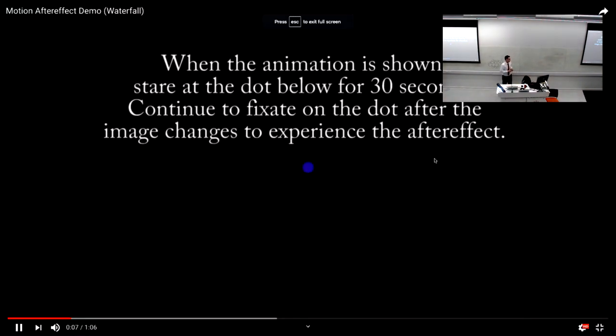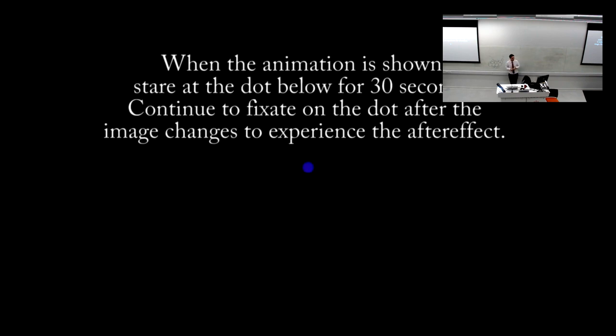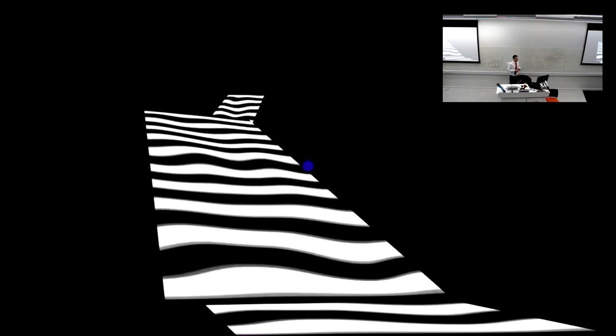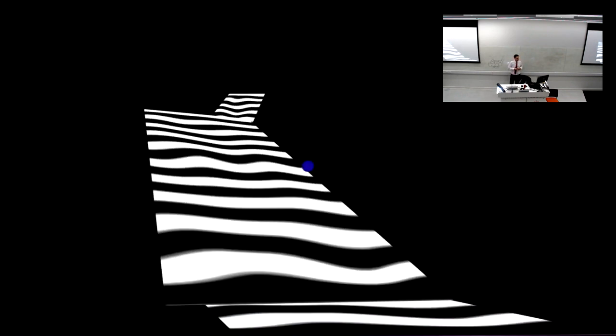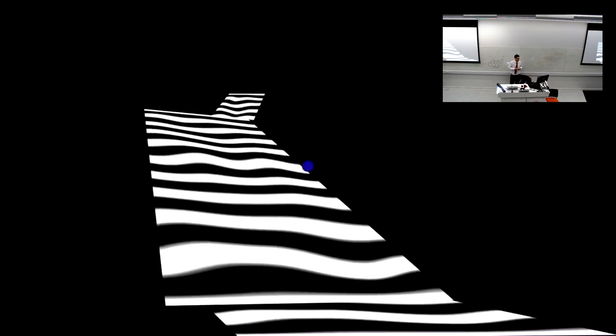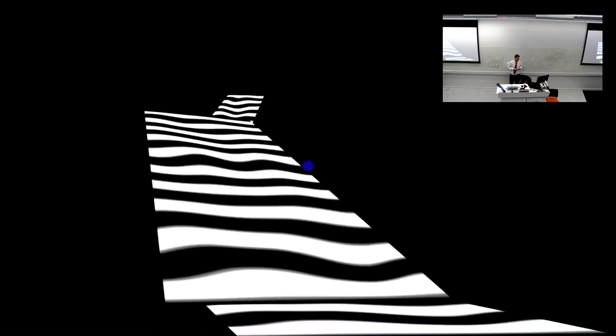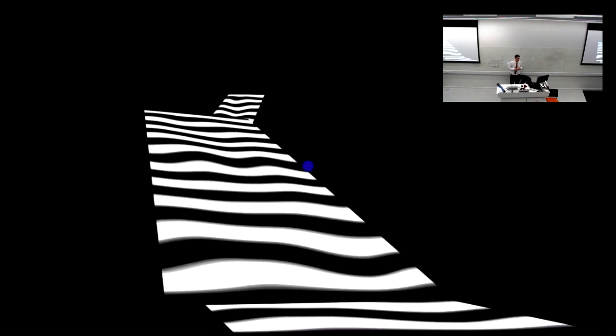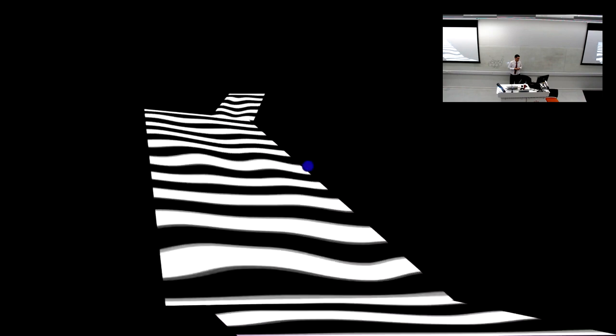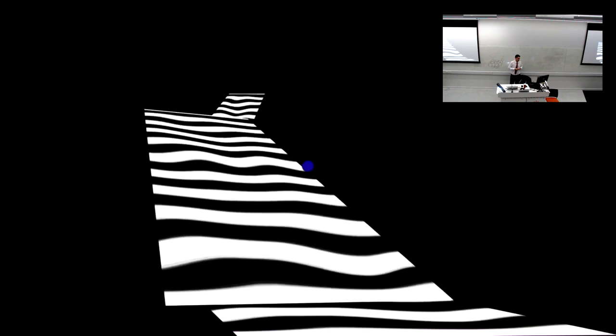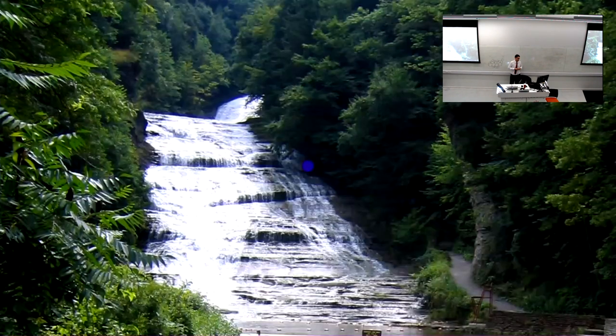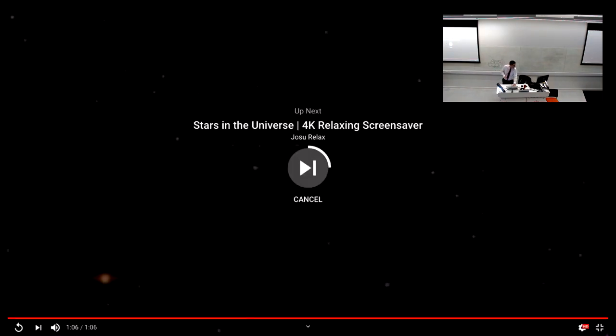Look at this blue dot for 30 seconds. Look at the blue one again for 30 seconds. See the water moving, right? It's the aftereffect. It's because your brain is now tuned to the movement and suddenly it stops, so it just adapts to that.